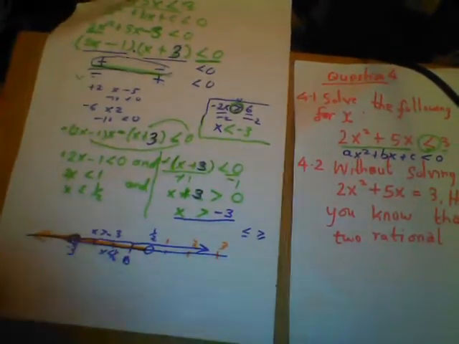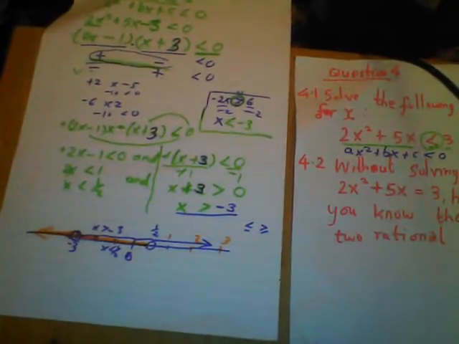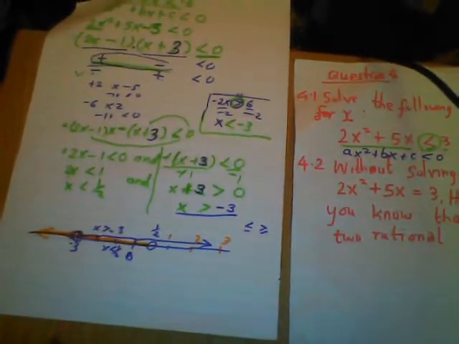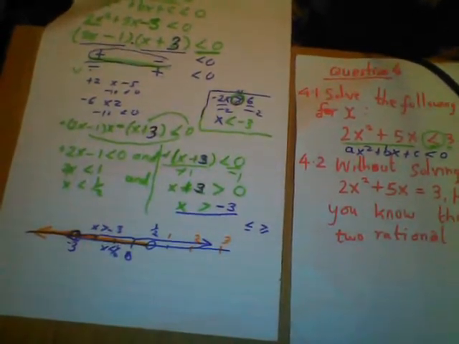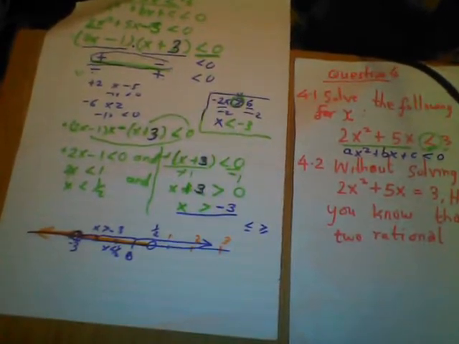It should be here. I think it's going to make sense. Greater than -3. So this one is x greater than -3. And the first one, which was here, was x less than a half.